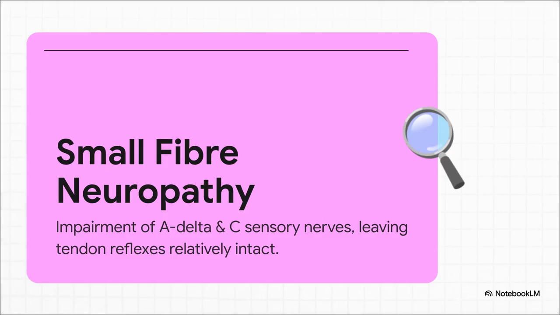Now, small fiber neuropathy is just such an elegant concept to grasp. It impairs the small caliber sensory nerve fibers. We're talking the thinly myelinated A delta fibers responsible for cold and pain, and the unmyelinated C fibers for warmth. But here's the kicker. Because the large sensory afferents coming from the muscle spindles are completely spared, the patient's tendon reflexes remain perfectly intact. Examiners absolutely love testing to see if you actually understand why that happens.